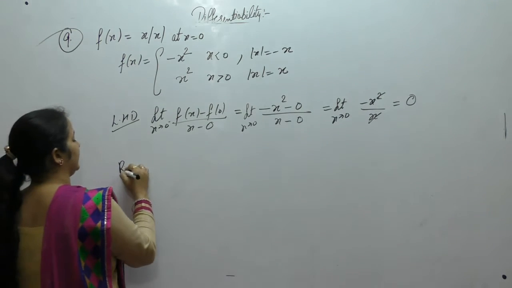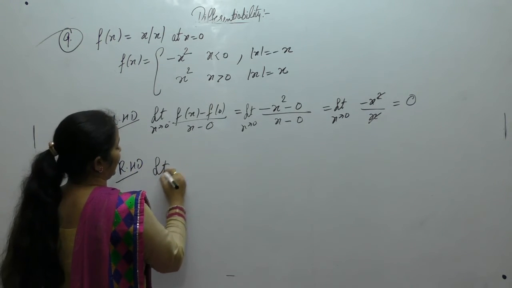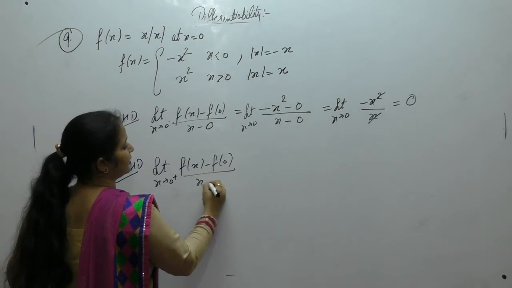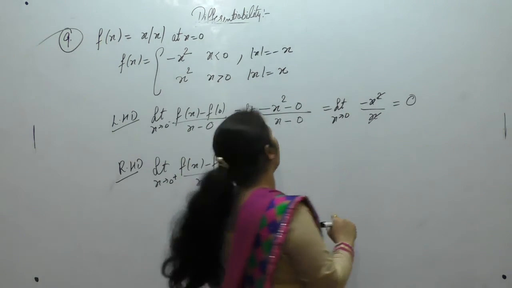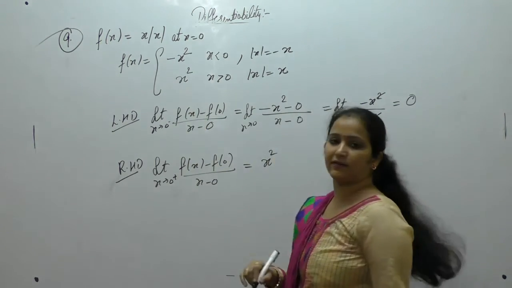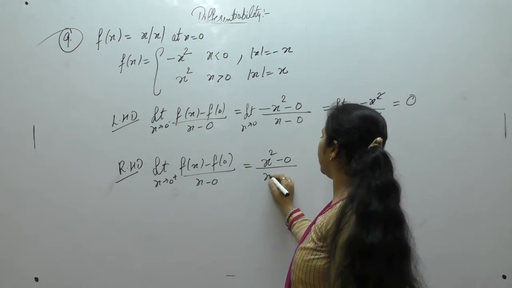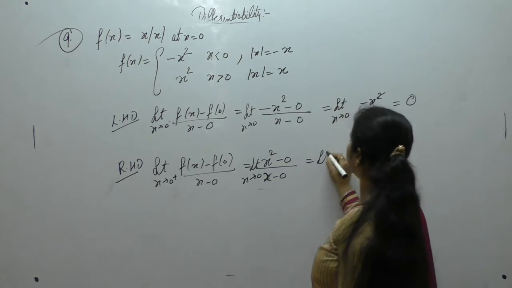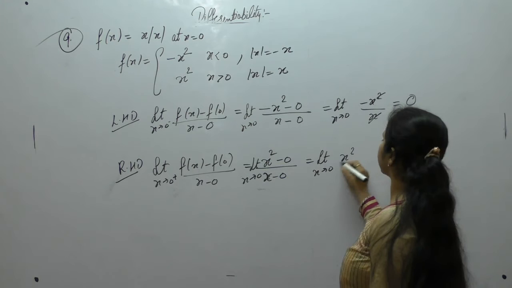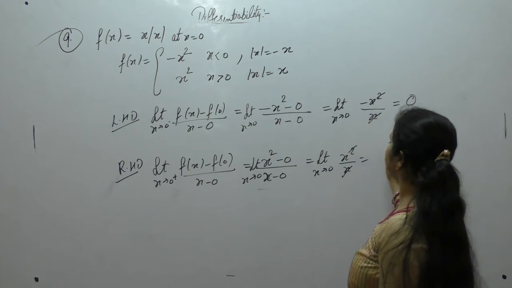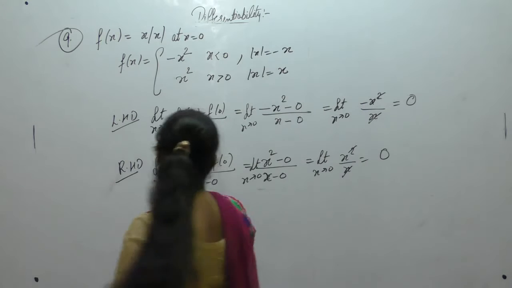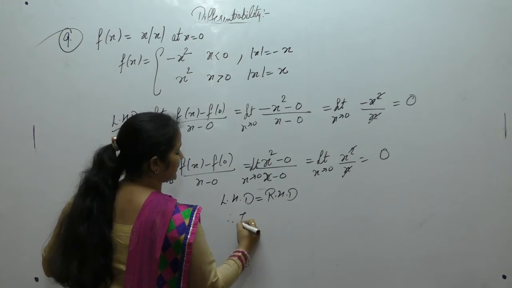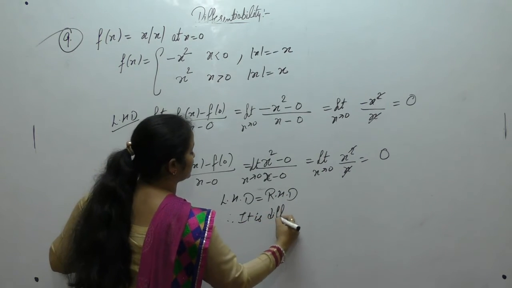Now right hand derivative: limit x tends to 0 positive, f of x minus f of 0 upon x minus 0. When x is greater than 0, the value of the function is positive x square, f of 0 is 0. So what we get? Limit x tends to 0, x square upon x, that is x. After putting the limit, 0. Now left hand derivative is equal to right hand derivative. So it is differentiable at x equals 0.